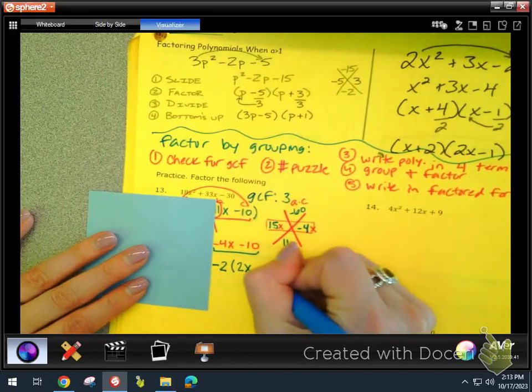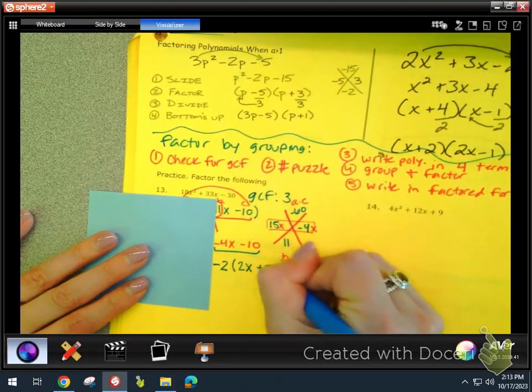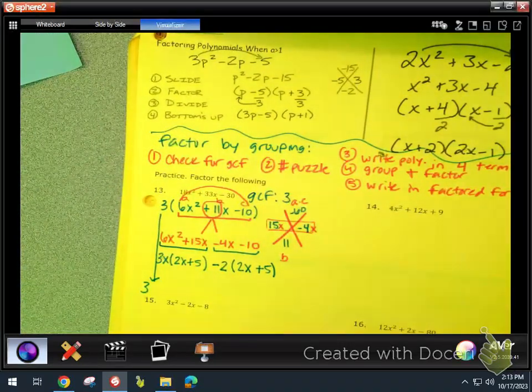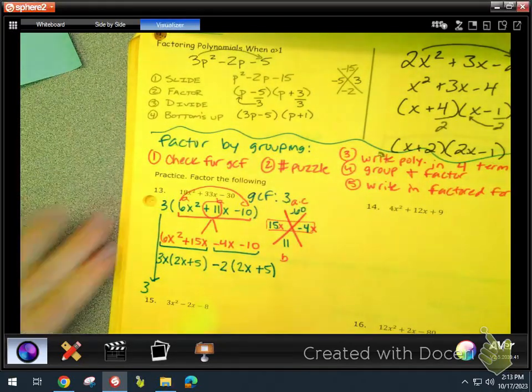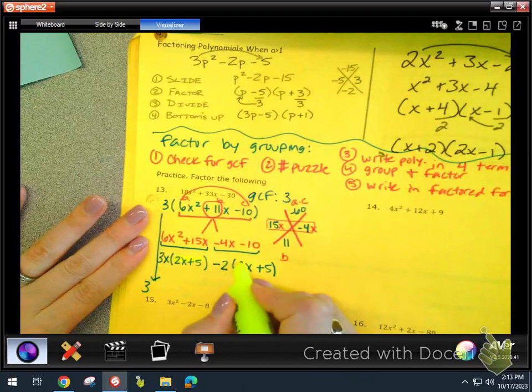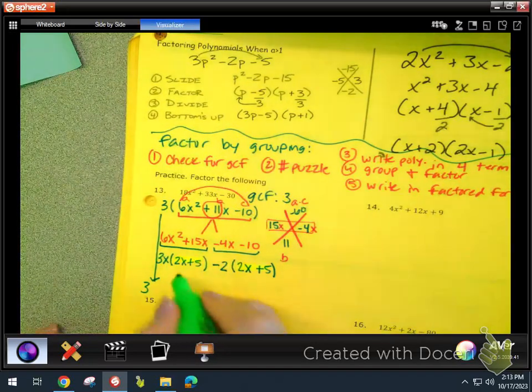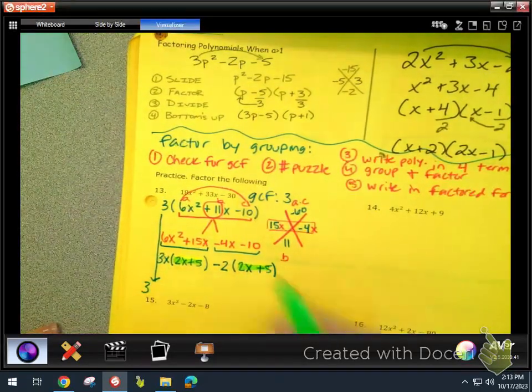Negative 10 divided by negative 2 is 5. Who would have thought that? Okay? Here's what should happen if you do grouping right. What do you notice about what I just highlighted that didn't show up on this one? They are the same. If they are not the same, did you group correctly?